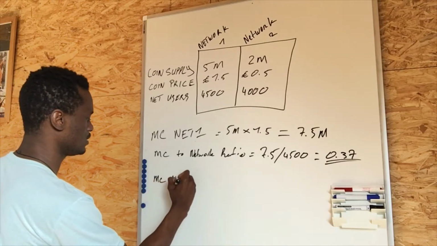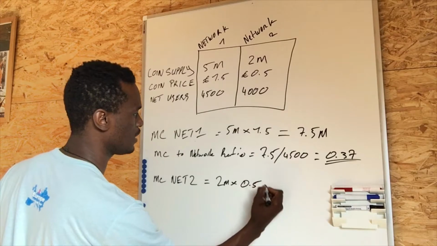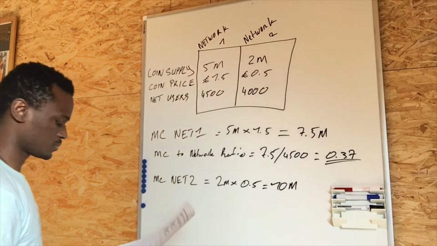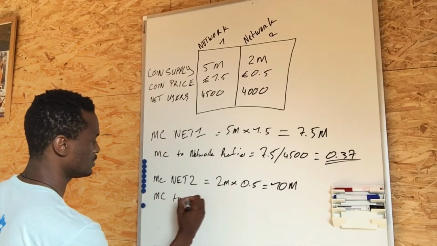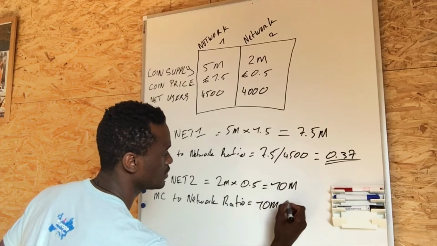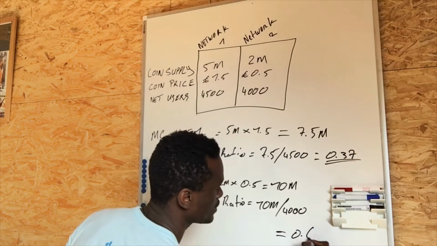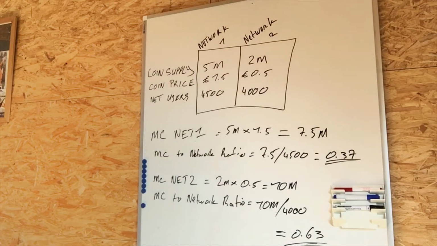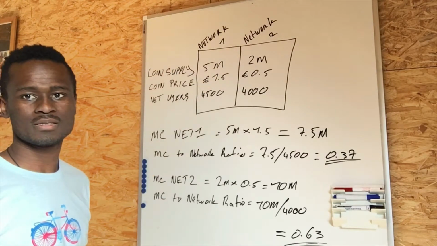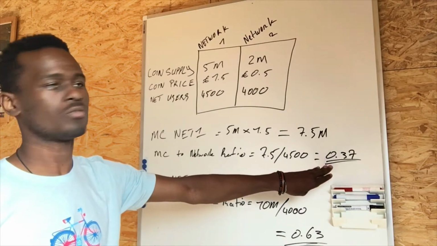Okay, now we're going to do the same calculation for network 2. So the market cap of net 2 is equal to 2 million times 0.5, which gives me, I'm sorry, I'm very bad at math, 10 million... no, 1 million. So the market cap to network ratio is 10 million divided by 4,000, and this is equal to 0.63. So according to Metcalfe's law, network 2 holds more value, is more expensive, because its ratio is higher than the ratio of network number 1.